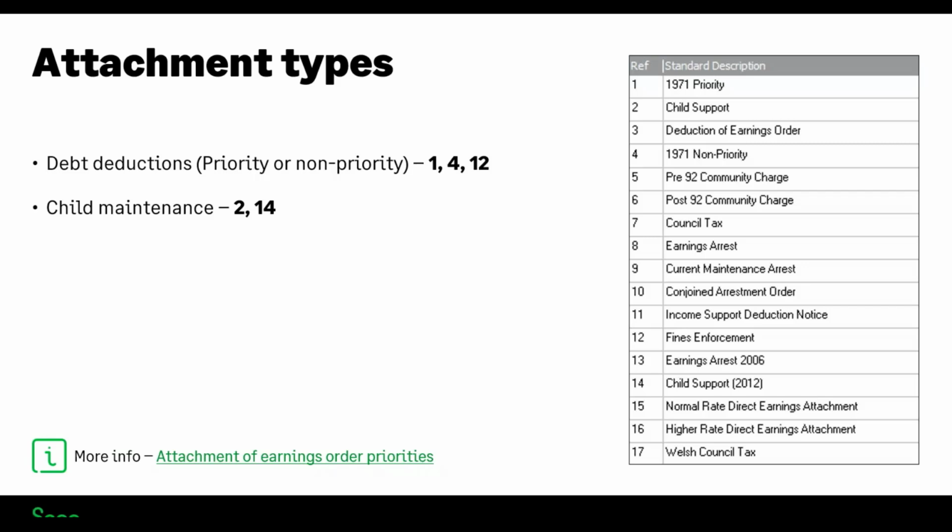Next category is child maintenance. These are references 2, or more commonly reference 14, which is child maintenance 2012. The main difference with these two attachments is that child support 2012 uses a protected earnings of 60% instead of a specified amount, which the other child support attachment does.